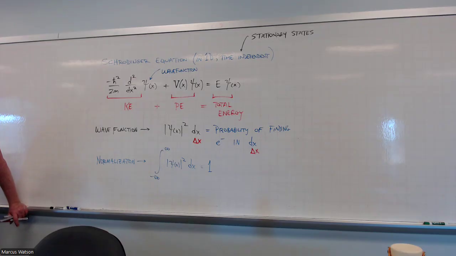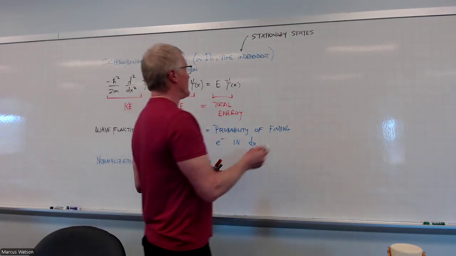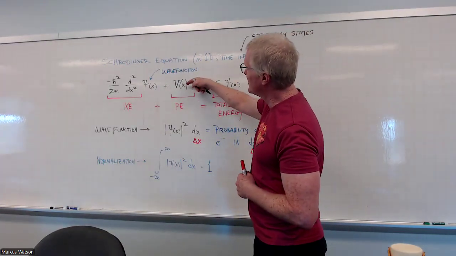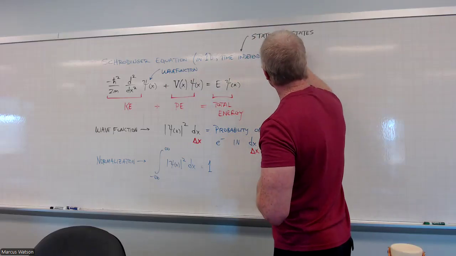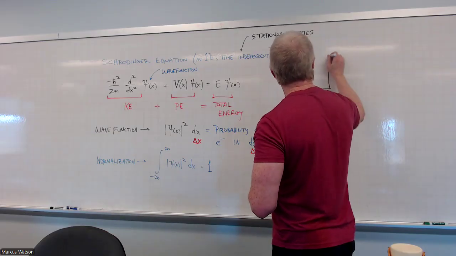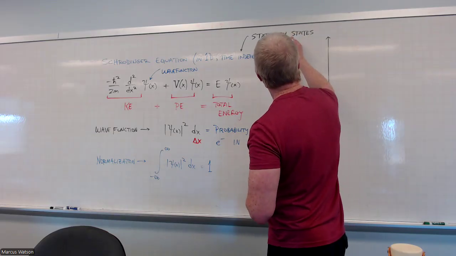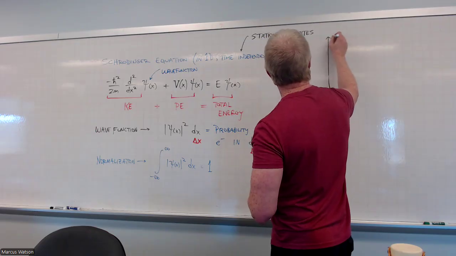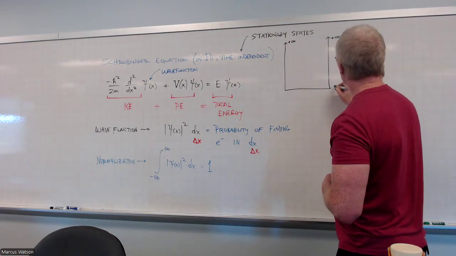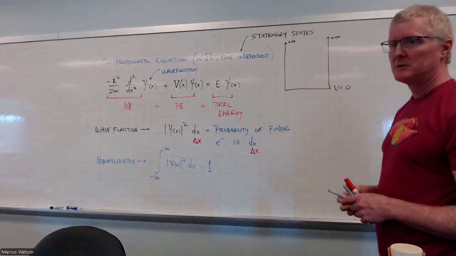All right. So what I will leave you with today, since I think I'm just about out of time here, is that next time we're going to pick the easiest possible potential energy function, known as the infinite square well. And it looks like this, where the sides of the well go up to plus infinity, and the bottom of the well is at 0.